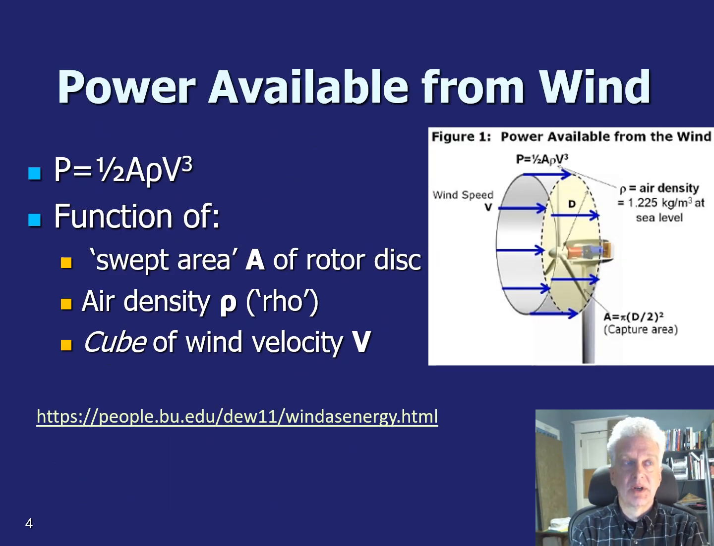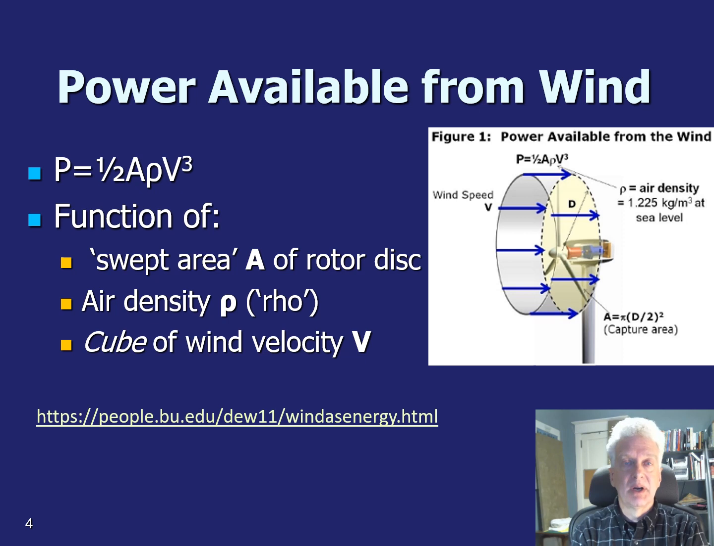So for this engineering course, this should be a familiar formula. The power available from wind, of a flowing fluid, is equal to 1/2 of the swept area A times rho, the density of the fluid, times velocity to the third power. So as the wind speed increases, the power that you can extract from it goes up very quickly.